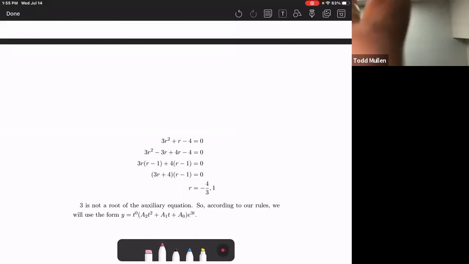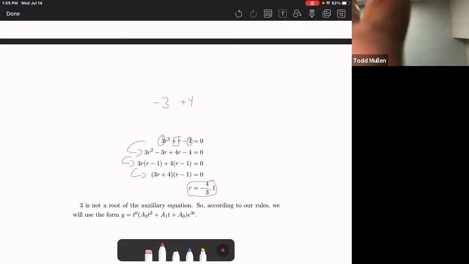Now, when we expand this, we're looking for something that multiplies to give you 3 times 4 and adds to give you positive 1. Well, that's going to be negative 3 and positive 4. They multiply to give you negative 12, and they add to give you positive 1. So that's how we factorize this. Again, your method of factorization is not important. So we solve as r is equal to negative 4 over 3 or 1. That's 2 unique solutions.